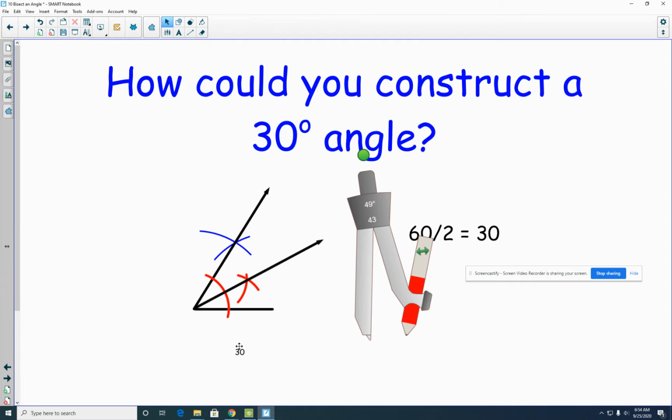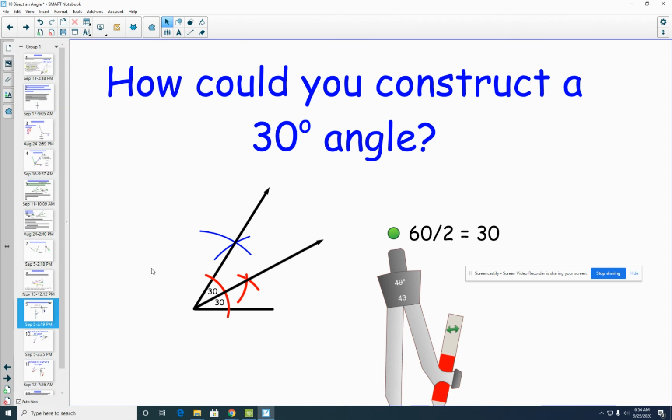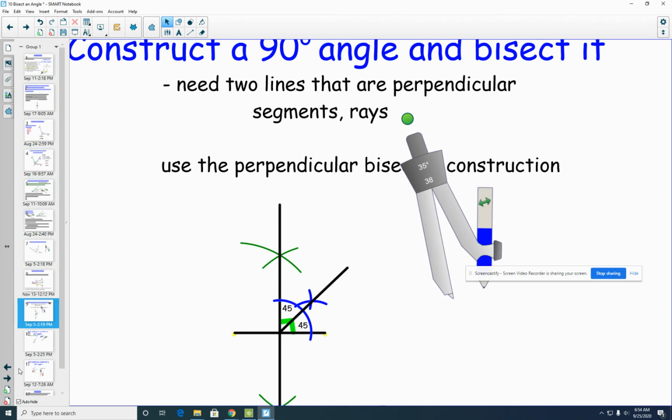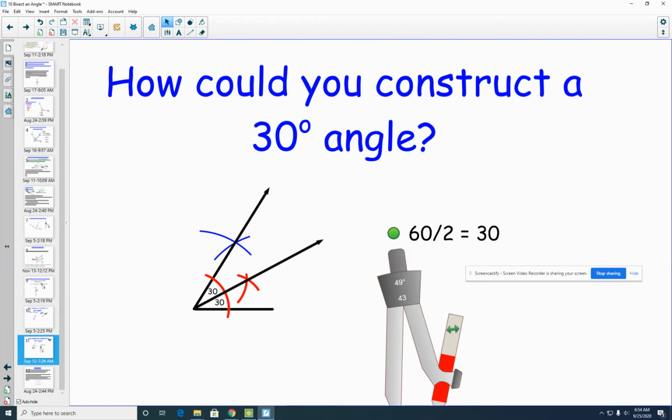Okay, so now we have two 30-degree angles. One here and one here. And we're done. That really finishes up how to bisect an angle and how to use the angle bisector construction to get a 30-degree angle, a 45-degree angle over here. And it's going to be helpful as we move forward in this course.